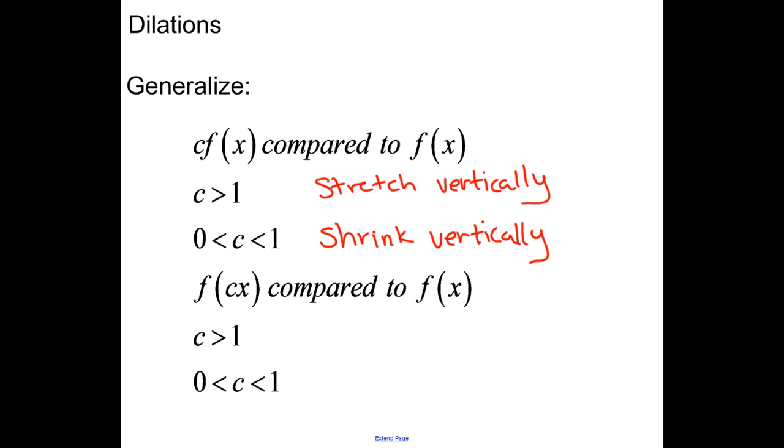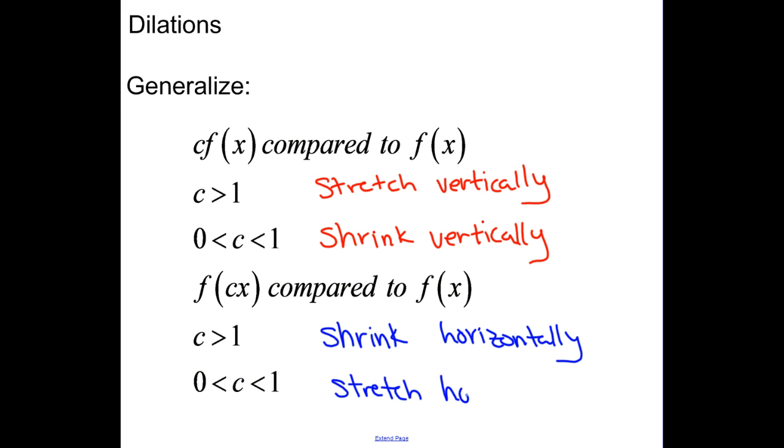All right. Now when I have that c inside of the function, when f of c x is compared to f of x, when c is greater than 1, it's actually going to go backwards from what you would think. This is going to shrink it horizontally. And when c is between 0 and 1, this is going to stretch it horizontally.